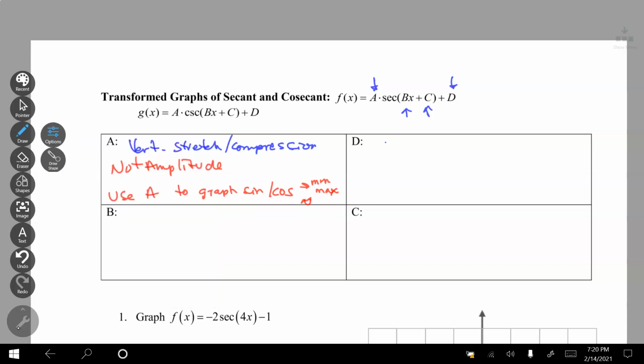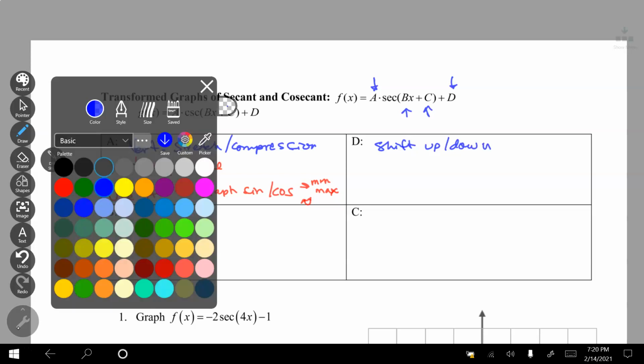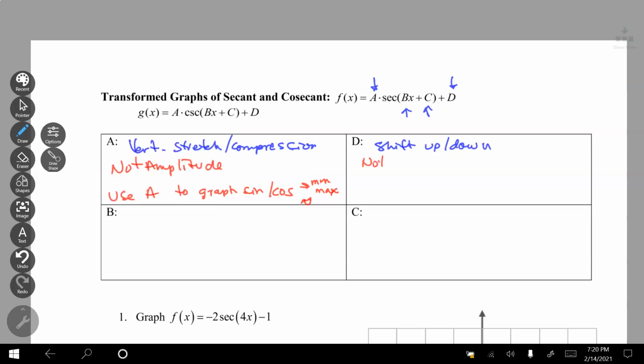D is a shift up or down. It will not be the midline for this graph because secant and cosecant graphs are not sine and cosine waves. They don't have midlines. But I'm going to use D to graph sine and cosine because all the points on the midline, they become the VAs.